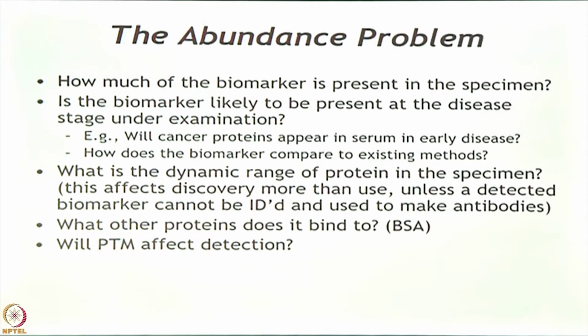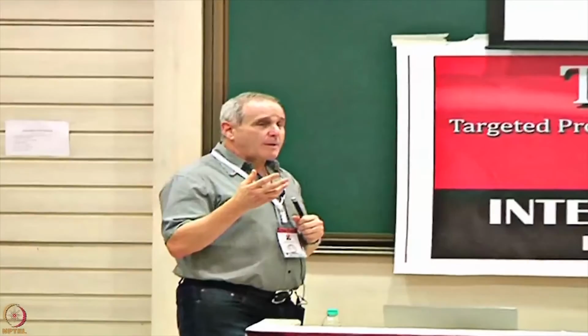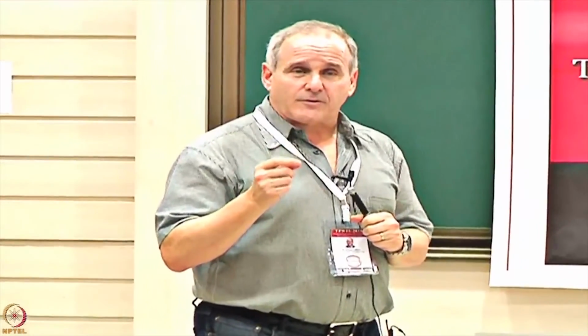And then there's this question of abundance of the biomarker. Is there enough of it in the sample that you can measure it? Will you be able to detect it when you want to detect it? So in the case of early detection biomarkers, is there going to be enough there in an early specimen from people with early disease that you can actually detect it? So the marker may be very good at picking up cancer, but it may be too weak to be able to pick it up in early disease.